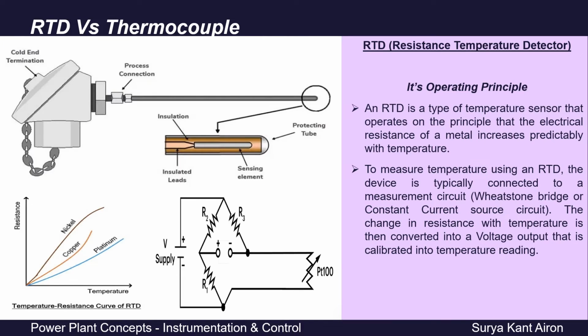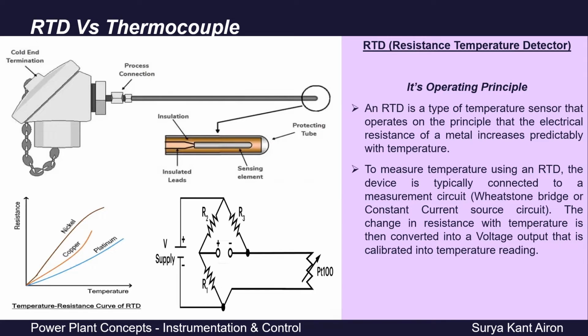Friends, coming to the difference between the two, our first difference is their principle of measurement. An RTD works on the principle of predictable change in resistance of metals with temperature change. Meaning if we heat a metal like platinum, nickel, or copper, its electrical resistance increases with the increase in temperature in a predictable manner, generally in a linear manner.